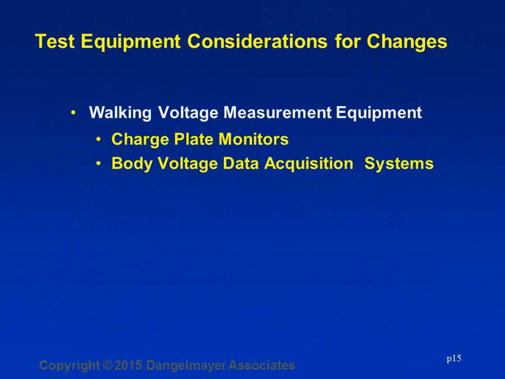All of these changes, actually most of the changes, won't affect this, but in some cases it is going to drive possibly having some new equipment that you don't have. For instance, if you don't have any ionization systems, you may not own a charge plate monitor, but to do body voltage testing you need some form of measuring the voltage on people when they're walking around on the floor. That would involve either a charge plate monitor or another kind of high impedance voltage detection system, and then some way of acquiring the data so you can analyze it later. So that's something you may need to think about purchasing as you move forward.